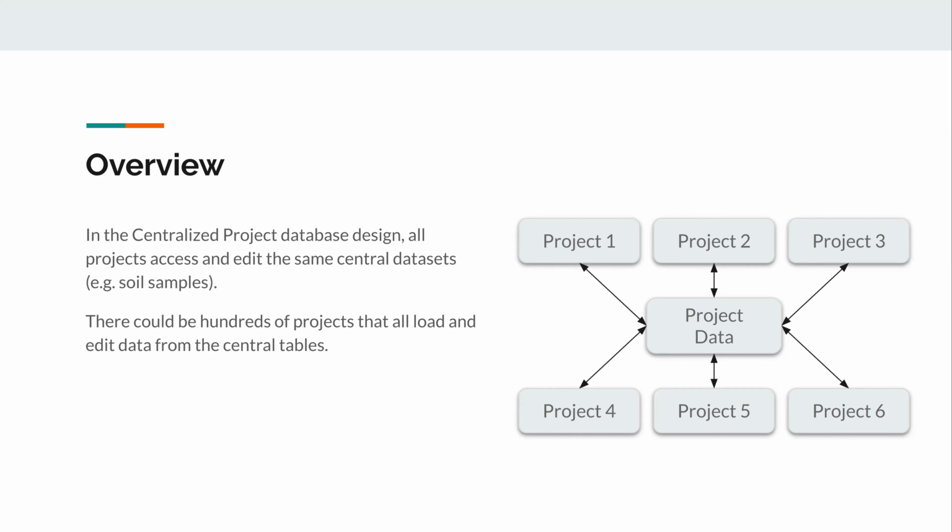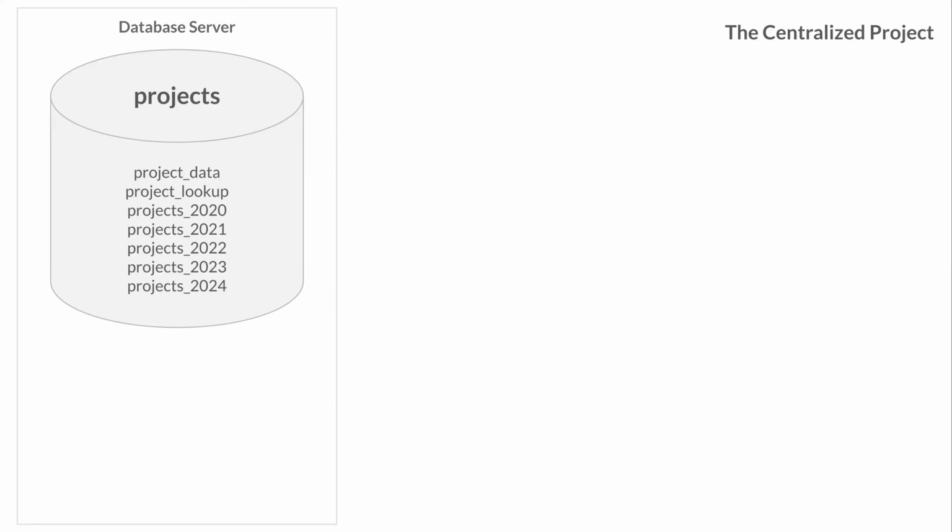So I'm going to run you through this whole process. There could be hundreds of projects that load and edit the data from these same central tables. So in order to get around this, we're making extensive use of filtering within QGIS to allow us to only load data for one specific project. Let me show you how we set this up. In our database server, let's just say we have two databases. We have one called projects, and we have one called GIS, which is our vector data warehouse.